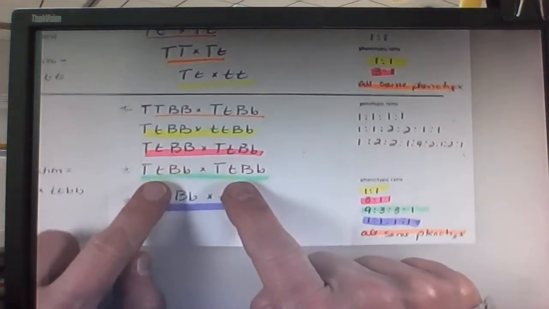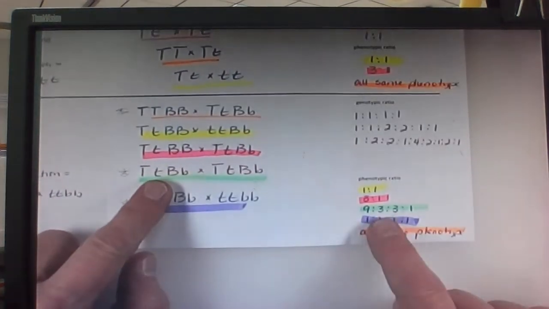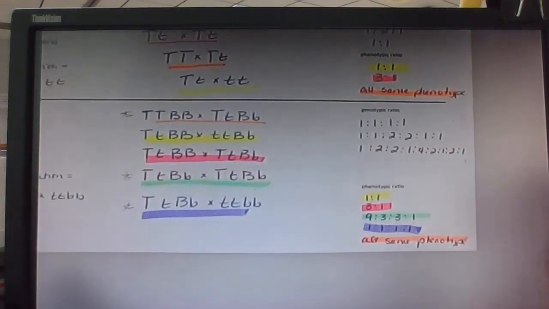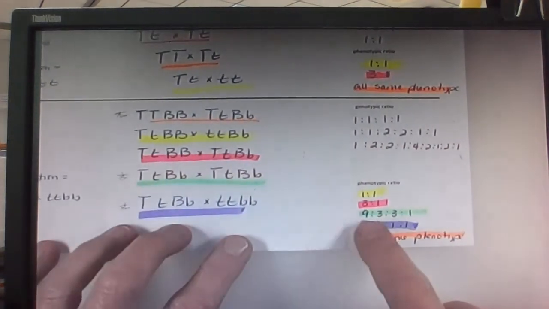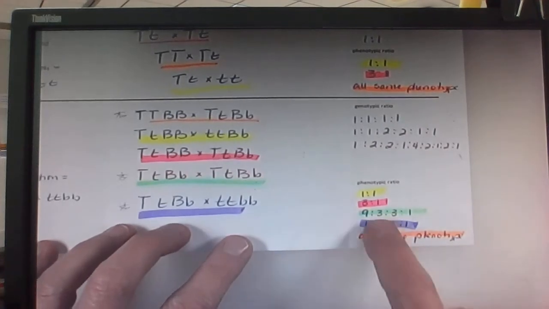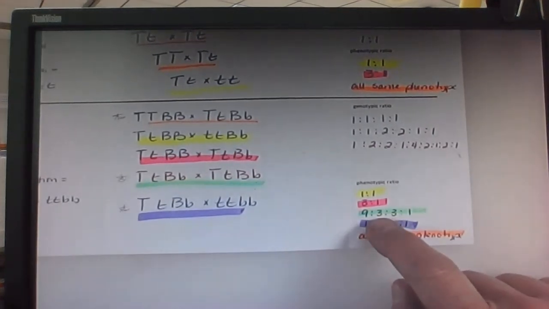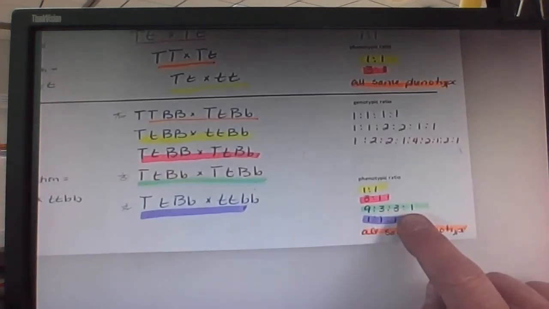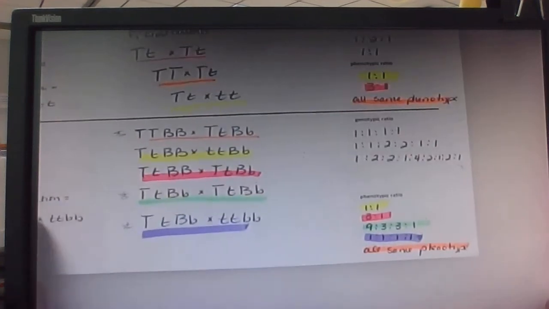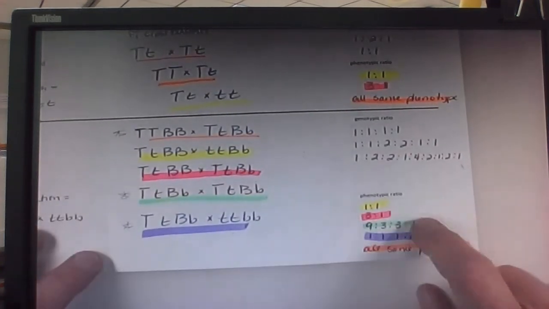The dihybrid cross, 9 to 3 to 3 to 1, that should be burned into your brain. Dihybrid, when I have heterozygous for both characteristics, it will always be a 9 to 3 to 3 to 1 phenotypic ratio. So I'll have 9 of my dominant allele showing up, 3 with dominant for one, recessive for the other, dominant for the other, recessive for one, and 1 that's all recessive. 9 to 3 to 3 to 1, that's super common. It should be burned into your brain.